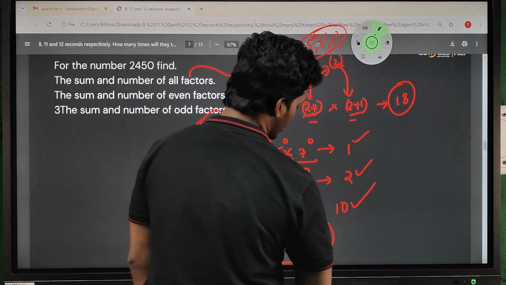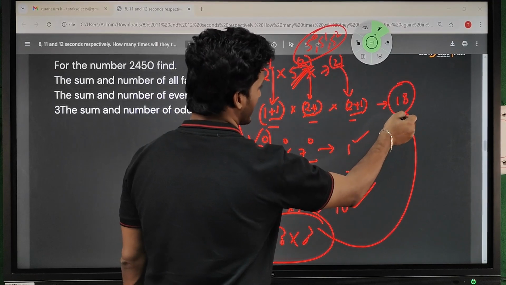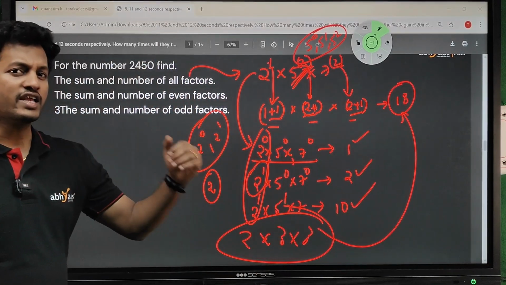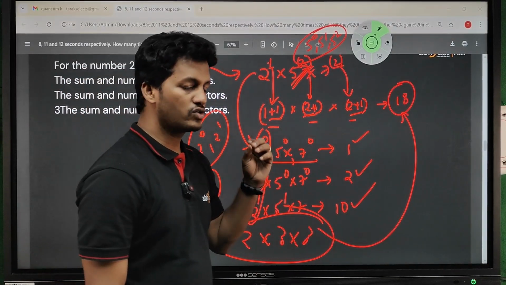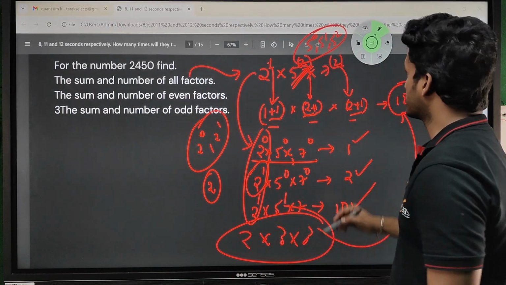So it is the permutation and combination principle, and we are applying it here. So 3 into 3 is 9, 9 into 2 is 18. So 18 ways, or 18 total factors, are possible for 2450. Now let's see the even number of factors.